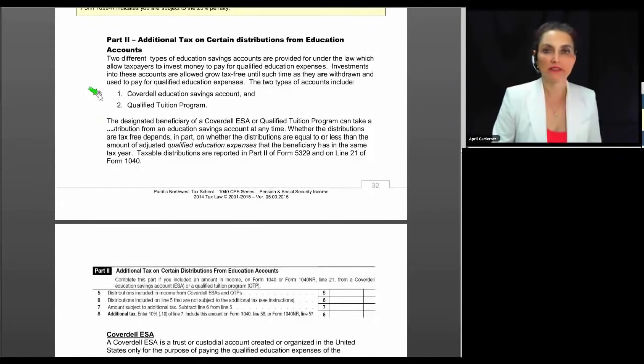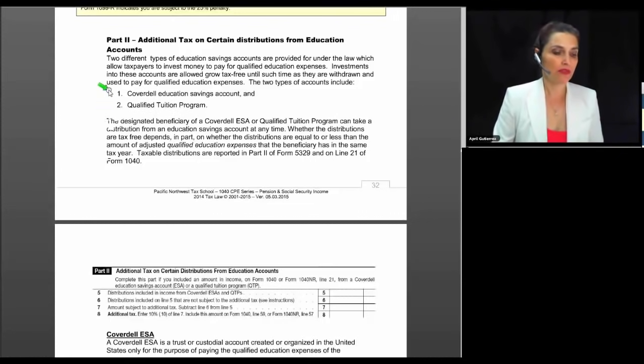Coverdell Education Savings Accounts somehow seem to be talked about by the IRS more, but qualified tuition programs are the ones I see my clients use more. In fact, in all the years I've been doing taxes, I have almost never seen a Coverdell ESA. I can think of one place where I've seen it, and I'll mention it in a minute, but other than that one time, I just don't see people investing in them. And there are some good reasons why I don't see it happening very often.